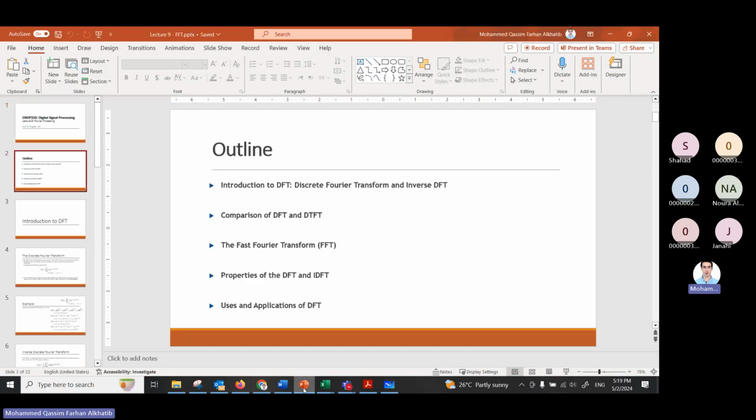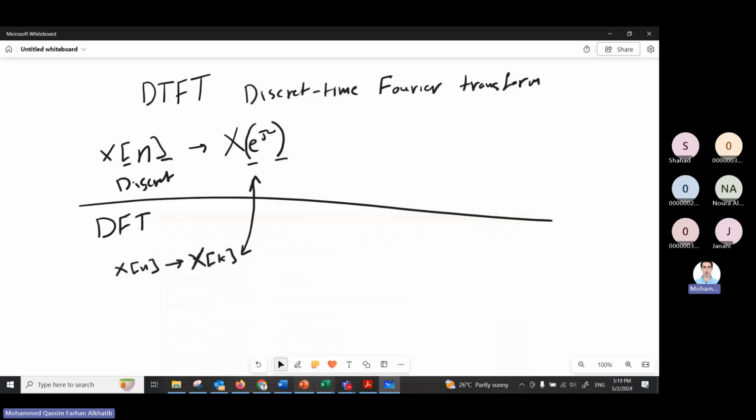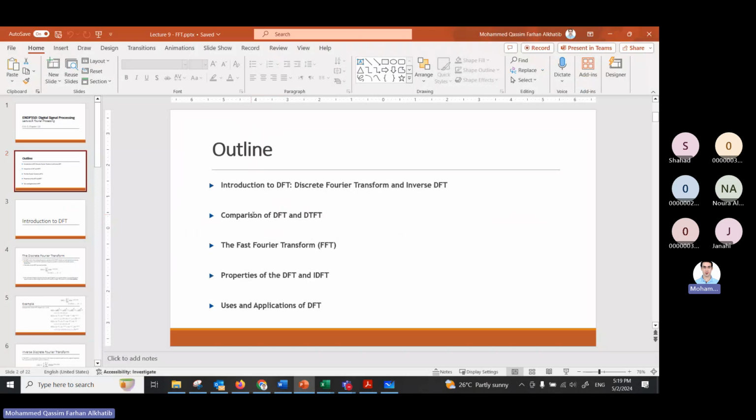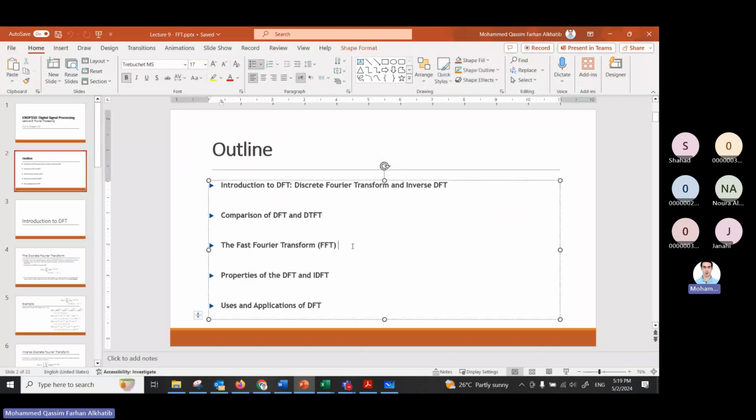So introduction to DFT, discrete Fourier transform, and the inverse of DFT. What is the relationship between both DFT and DTFT? Then we'll talk about the algorithm, the fast Fourier transform, some properties, and some uses and applications.